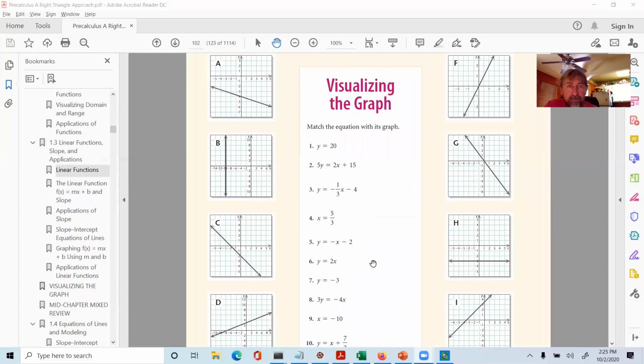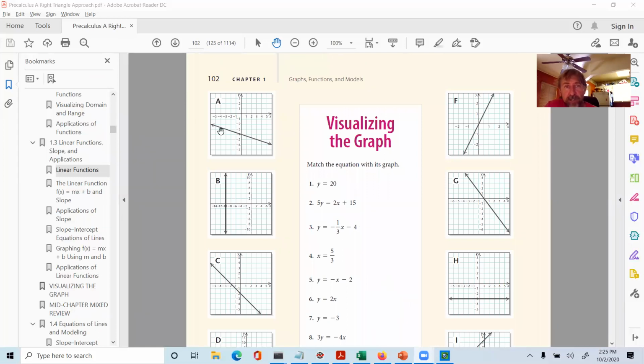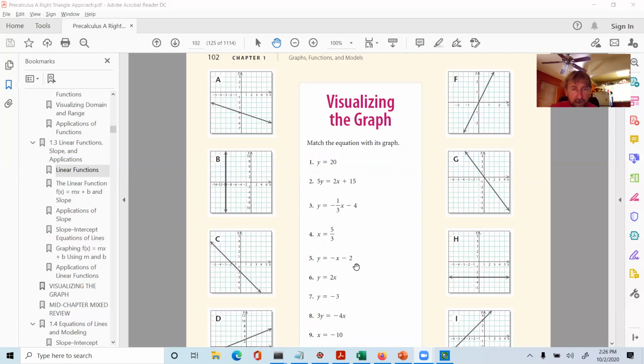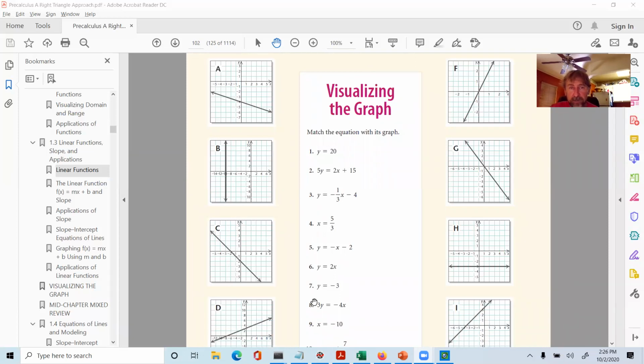All right, visualizing the graphs. Here we got a negative oriented slope with a y-intercept of -4. Looks like that might be number 3 there. Number B here, we have a vertical line, which has no slope. And so we have a constant, x equals -10, and that'll be all the values of y. So number 9 is probably B.